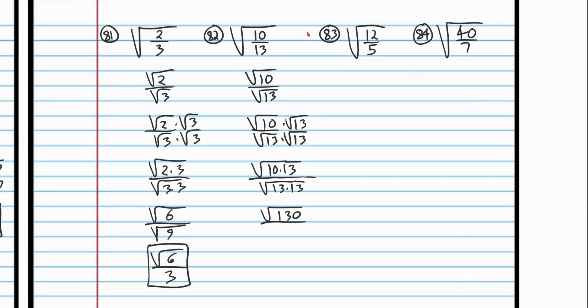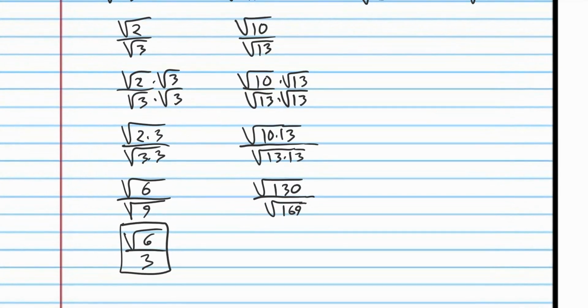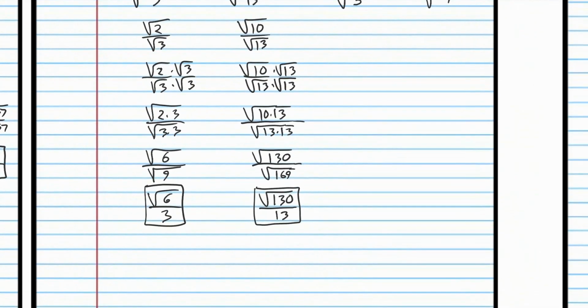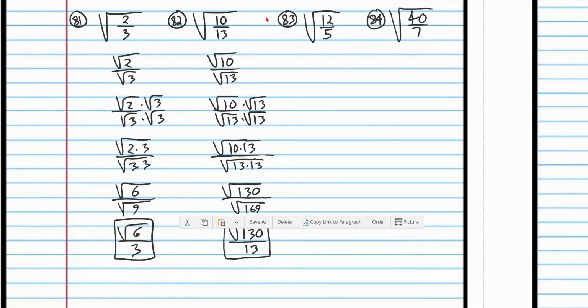And you can use your calculator for 10 times 13 if you want, but just remember that when you multiply anything by 10, you just add a 0. And the square root of 169 is 13, and we cannot pull out a perfect square for 130. So if you got that answer, good job.